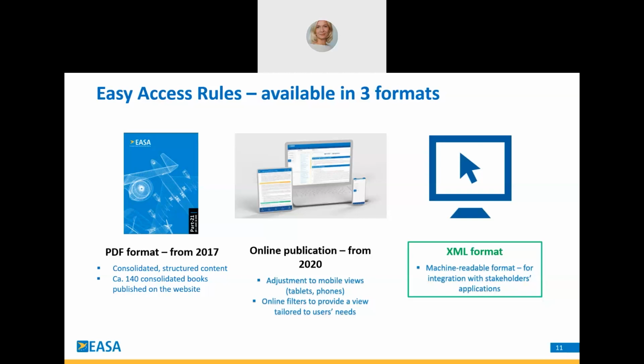And then starting from 2020, we started sharing the same content in a different format as an online publication, basically as a website that adjusts more to the mobile views, has some filters. And then starting from last year, and that's precisely why we're having this session now, we started sharing the same content in the machine-readable format, the XML format. So this information can be important for you in case you want to, for instance, verify the content of the XML format against the human-readable PDF or the human-readable online publication.